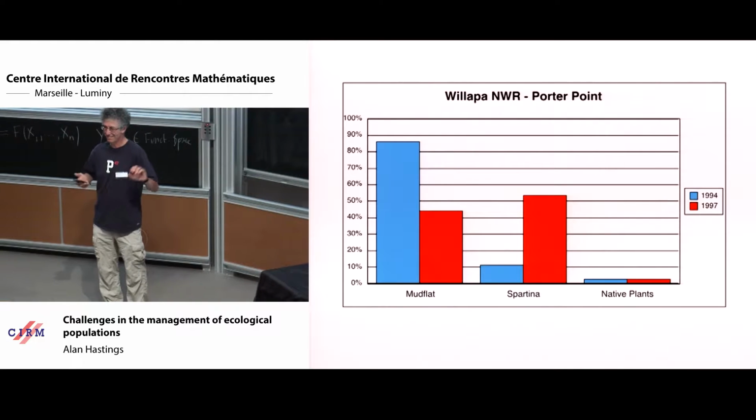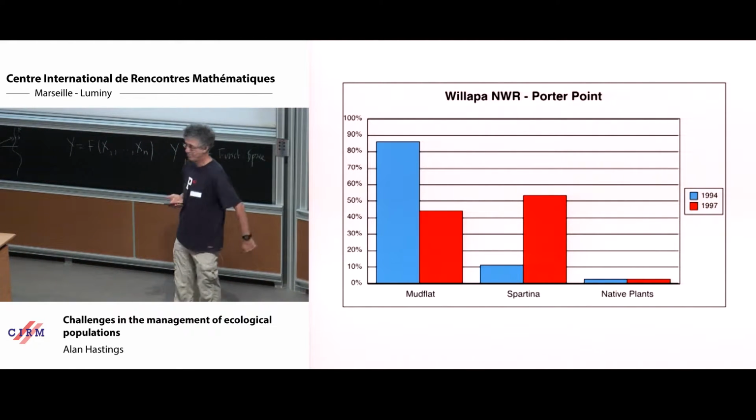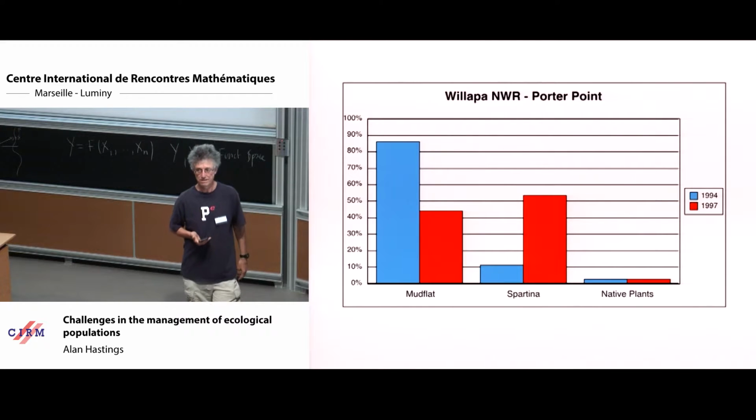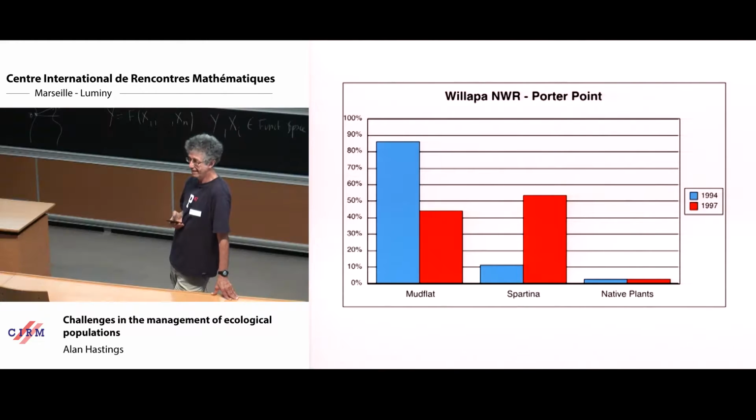The mudflat is the native vegetation, and it goes from mudflat to being replaced by this plant, which is of the genus Spartina. There must be Spartina on the French coastline, because there is on the English coastline. So I just don't know for sure. And in Willapa Bay in particular, it had a negative impact.